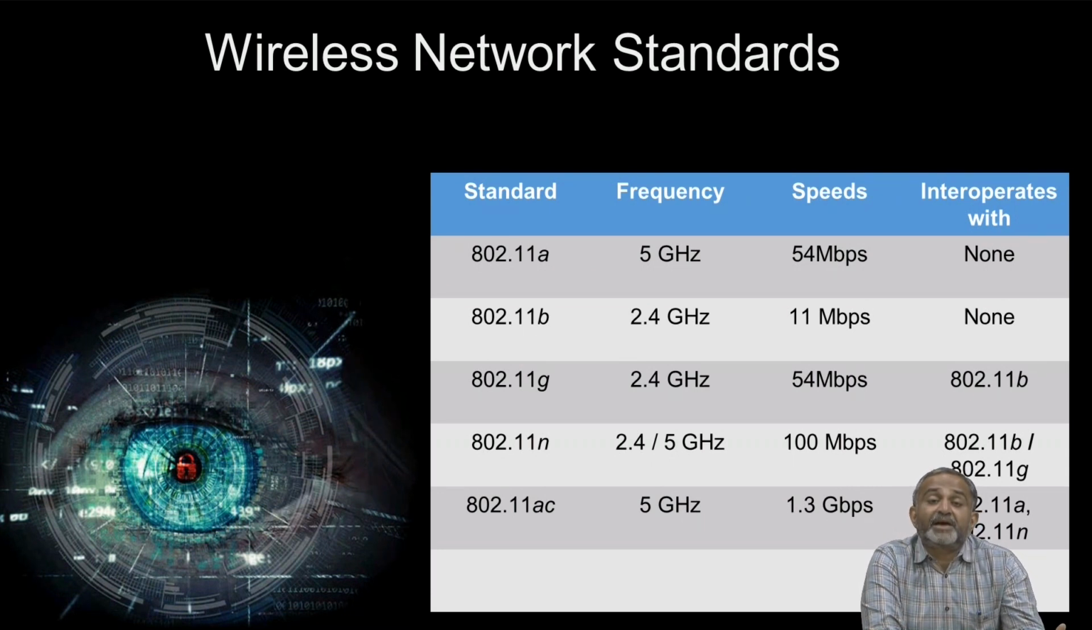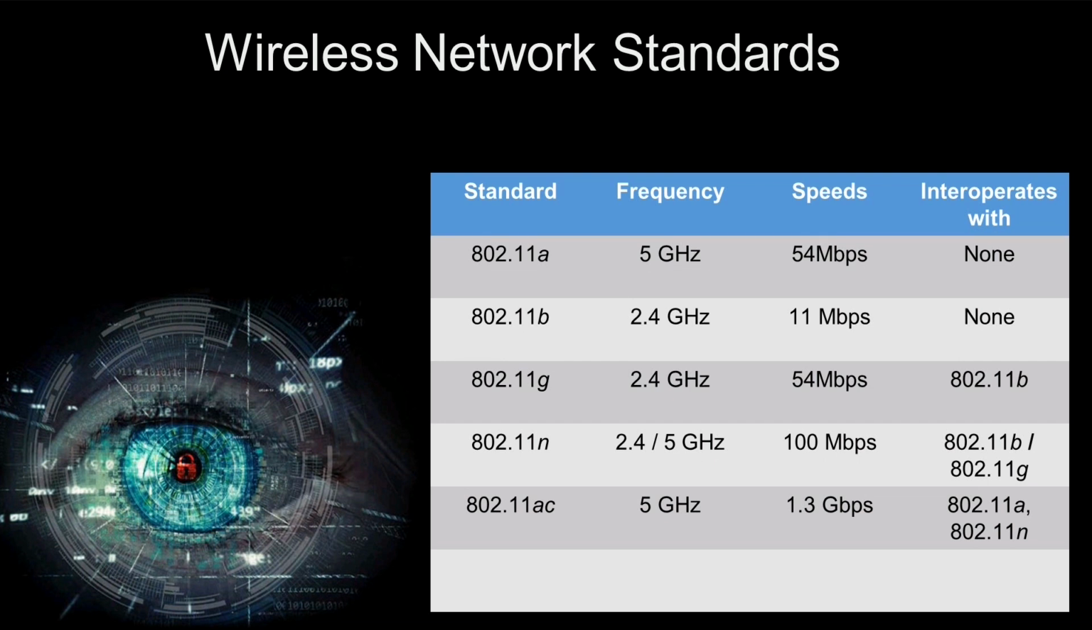The first version was 802.11a. 802.11 is a standard defined by the IEEE for wireless communication. Furthermore, any version that comes for wireless communication will be categorized under 802.11. So 802.11 a, b, g, n, ac, these are the standards, and many more will be released.